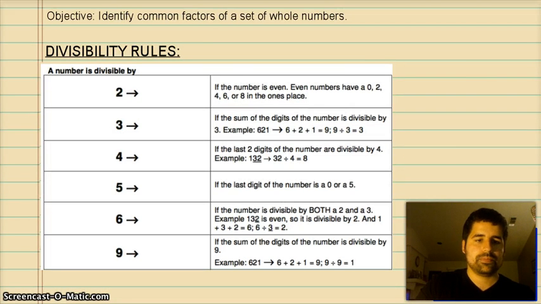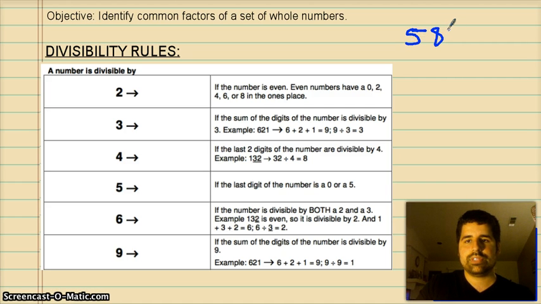All right, just a couple more. 9. If a number is divisible by 9, that means the sum of the digits is divisible by 9. In this explanation, they had 621, and they had 6 plus 2 plus 1, which was 9. Let's try 587. Okay, so 5 plus 8 plus 7. What's 5 plus 8? 13. 13 plus 7 equals 20. Does 9 go into 20? Is 20 divisible by 9? No.